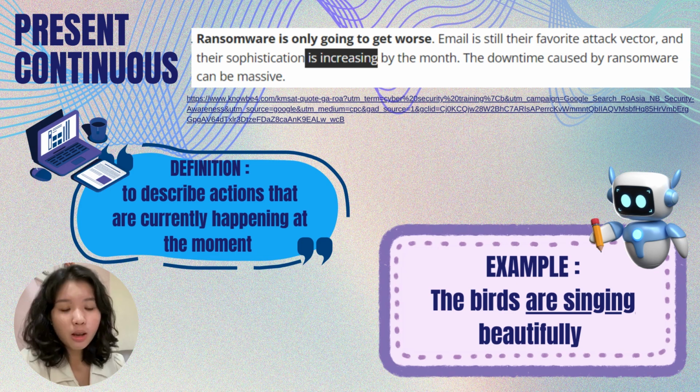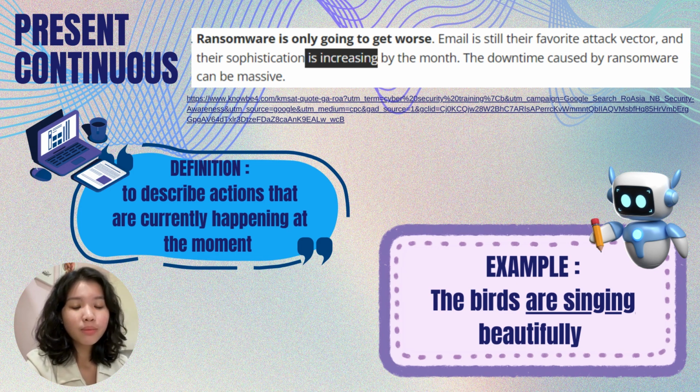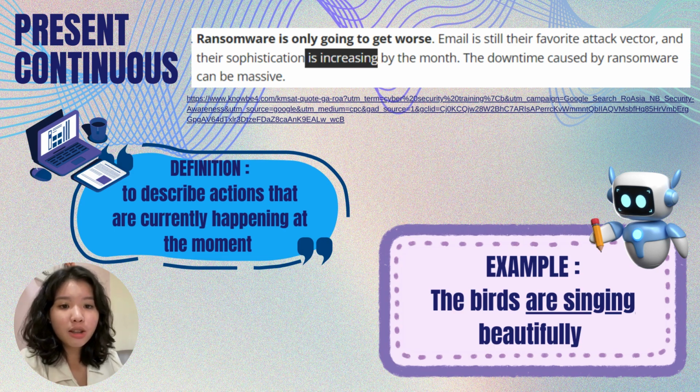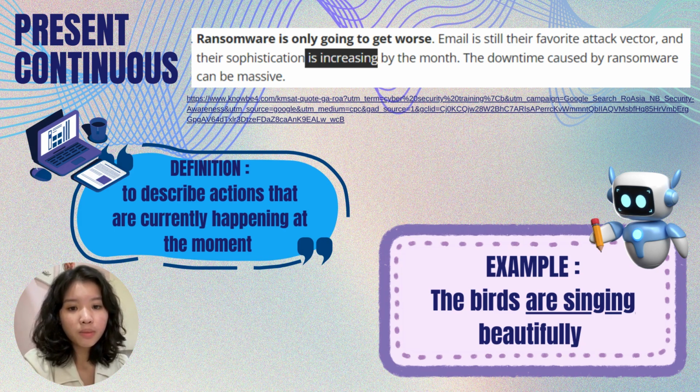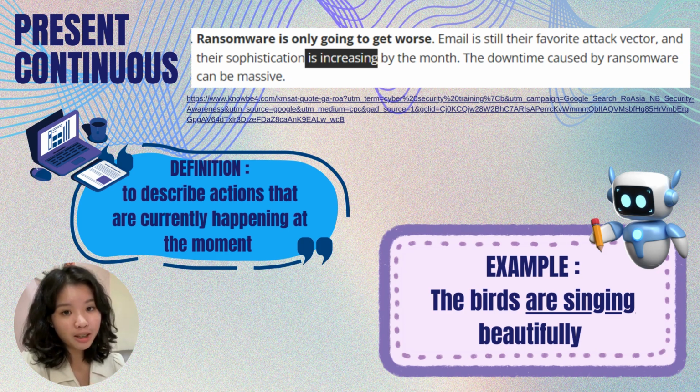Present continuous. What is present continuous? It is to describe actions that are currently happening at the moment. As you can see on the article, I highlighted the words is increasing. Is is a verb for present continuous. The structure for present continuous is subject plus is/am/are plus verb plus ing plus object. Another example given is the birds are singing beautifully. Are is a verb for present continuous.